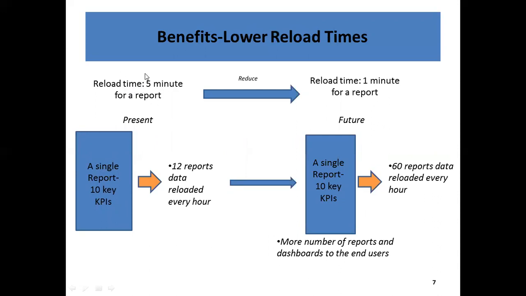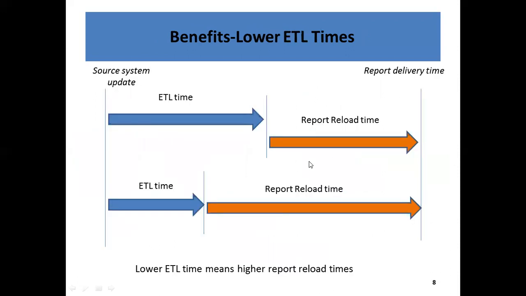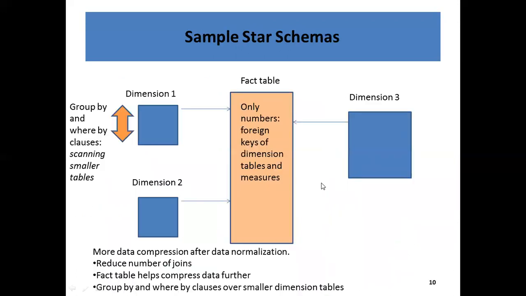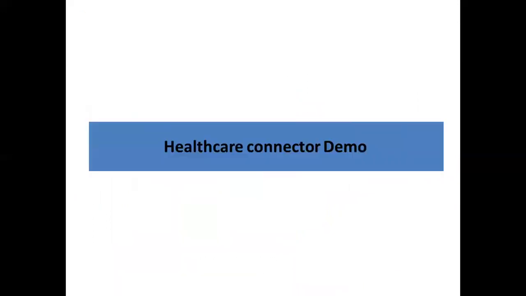If a report is taking 5 minutes for a reload, then 12 reports are reloaded every hour. If it's taking 1 minute, then 60 reports are reloaded every hour. And we will also minimize the ETL times. We follow the Inmon methodology, wherein you get the required columns in the staging area. Between the staging and the ODS, we code all the business logic. And then we minimize the joins in the data marts to make the reporting lean. The star schemas are primarily for minimizing the scanning cost from any group by or where clauses.